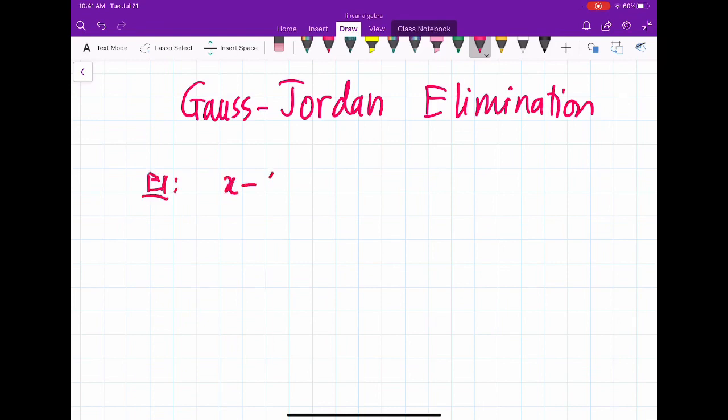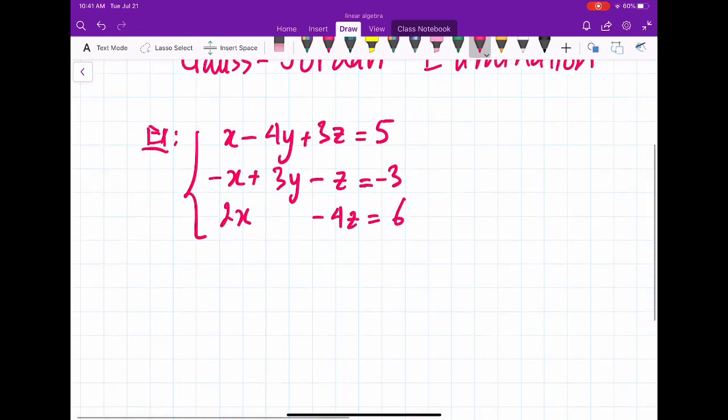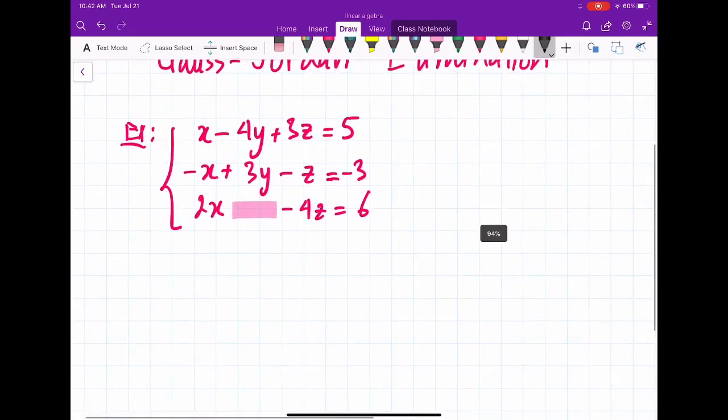x minus 4y plus 3z equal to 5. Negative x plus 3y minus z equal to negative 3. And 2x minus 4z equal to 6. We don't have any y in the third equation, so we just leave this as blank, okay? Right here. All right. So let me rewrite this in the matrix form.